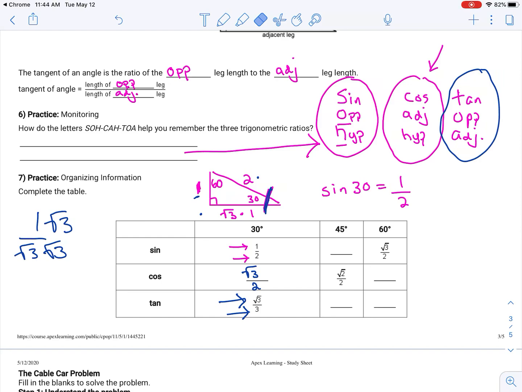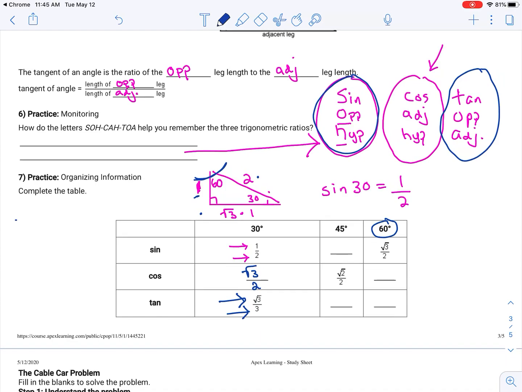Let's see if I can explain. Well, actually, before we do the 45, let's do the 60, because we have the 60 already drawn in my picture here. But now we're looking at it from this, the 60-degree angle, okay? So my opposite changes, because what's opposite of 60 now? It's the square root of 3, right? What's across from 60 is the square root of 3. So let's do the sine of 60. What's opposite 60?